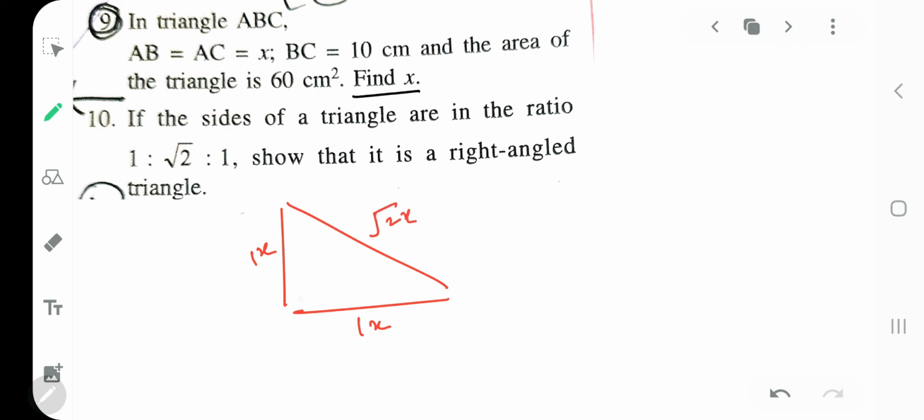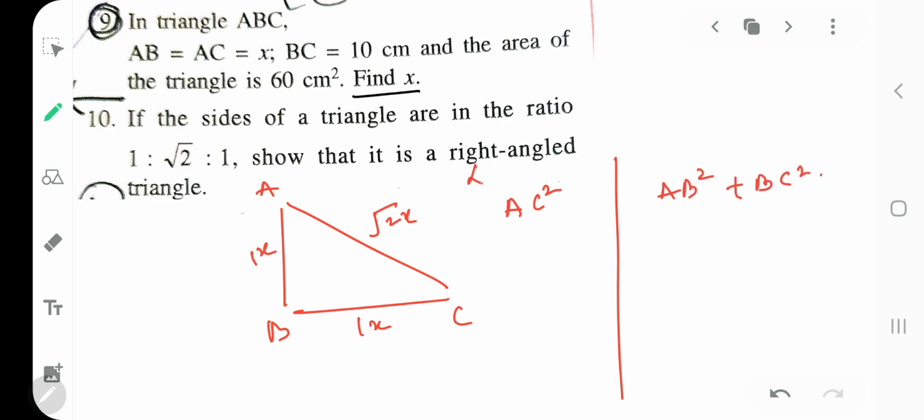Now to prove that this is a right angle triangle, what I will do, if my Pythagoras is proved, that is AC square is equal to AB square plus BC square. That means you have to go for left hand side separately and right hand side separately. And once you got the value of this as equal, so you can say that this is a right angle triangle. Let's give a try.